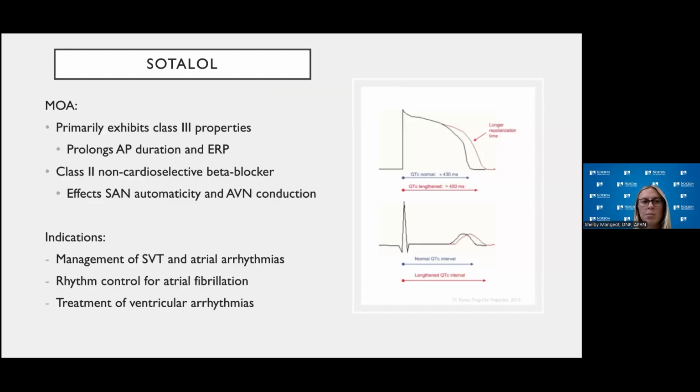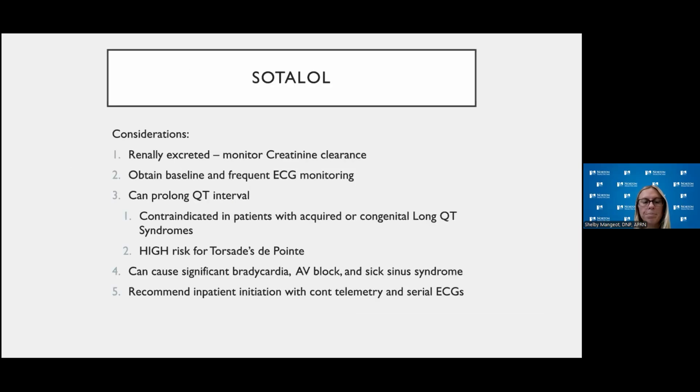Sotalol. So again, this primarily exhibits class 3 properties, but it also has some class 2 beta blocker properties as well. So it does have some effects in the SA and AV node. It's often indicated for the management of SVT and atrial arrhythmias, rhythm control for atrial fib, and treatment of ventricular arrhythmias. Considerations. This is a long list of considerations when thinking about the use of sotalol. So it is renally excreted. You have to monitor creatinine clearance, and it's absolutely contraindicated if the patient has any sort of kidney dysfunction.